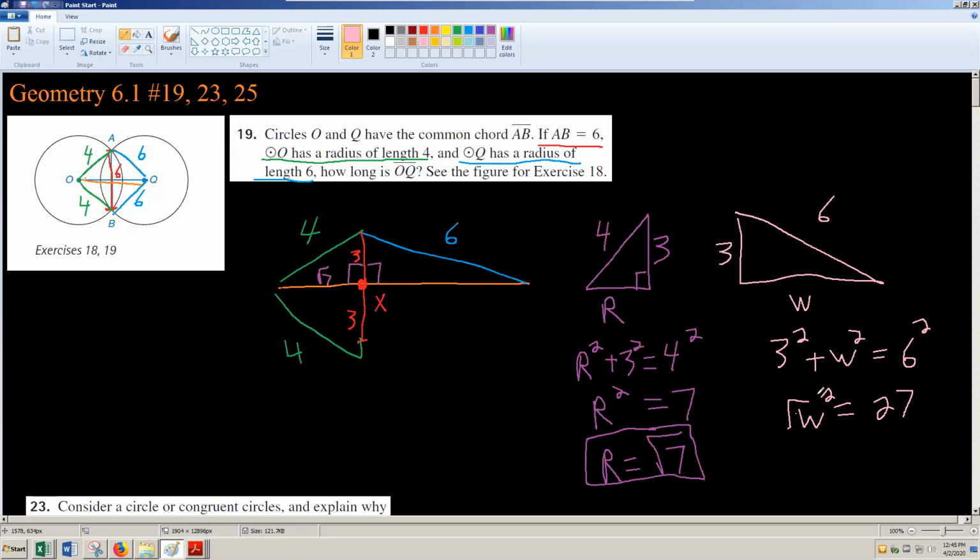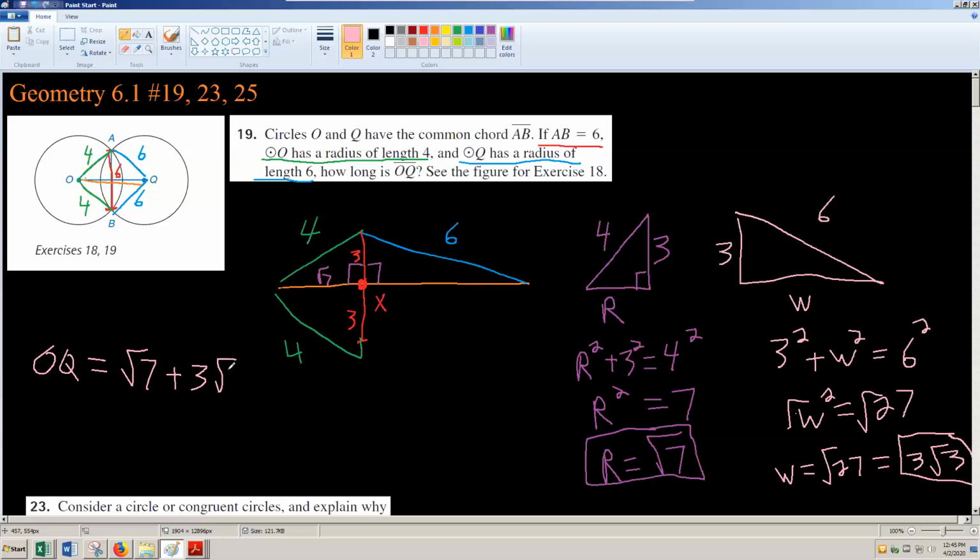Now here I'm going to take my root. Again, it's going to be positive. So W equals square root of 27, which we're going to simplify to 3 root 3. So I've got 3 root 3 here, and I've got root 7 here. So my final answer for OQ would just be OQ equals square root 7 plus 3 square root 3. And I am good to go. Any questions on this one?